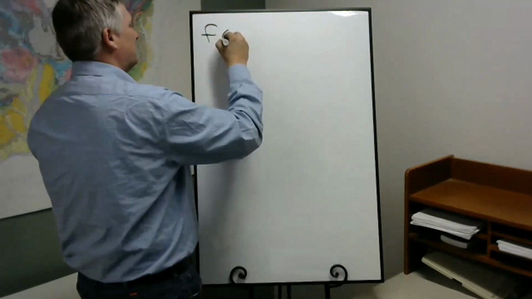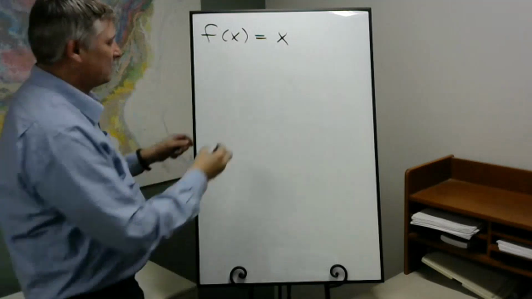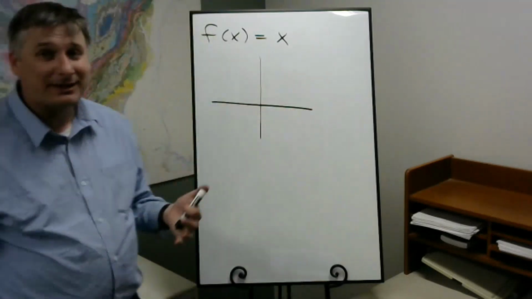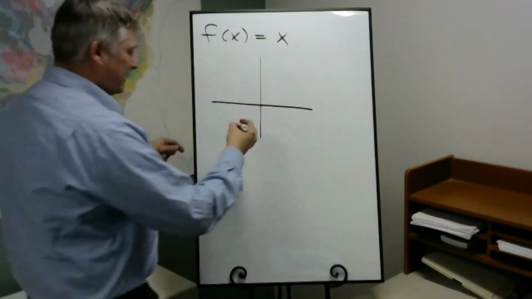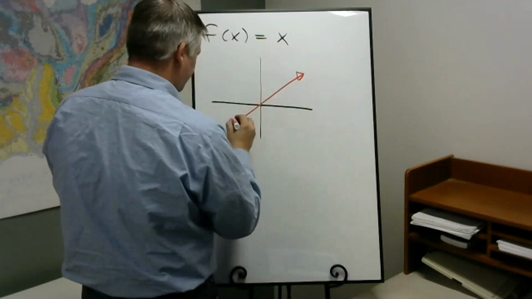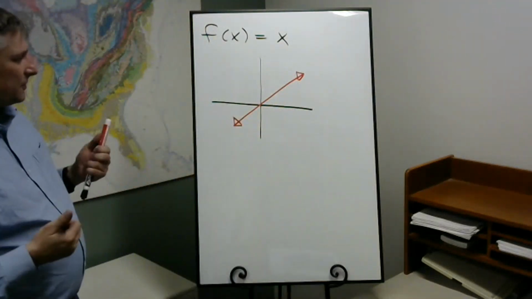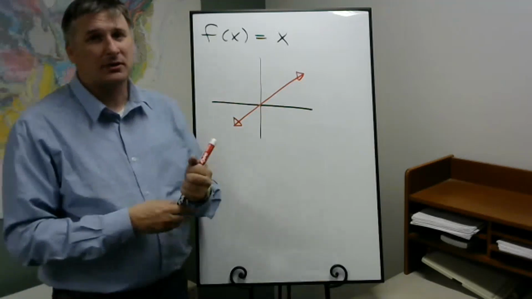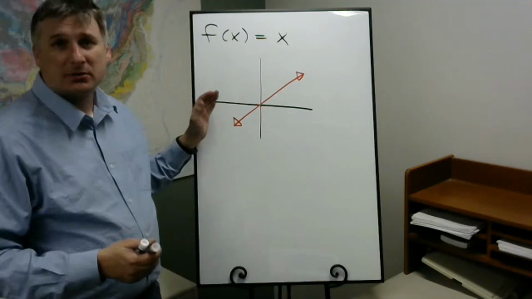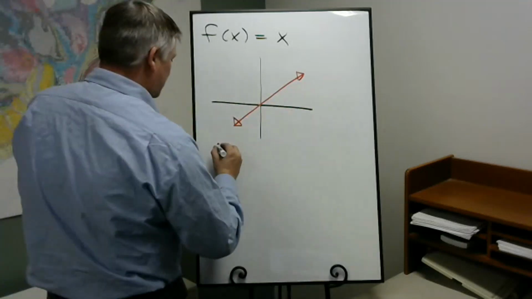So first off, f of x is equal to x. Now, this is what's called the identity function. And it slopes up here at a 45-degree angle, like so. Now, this function is always increasing. And so when we talk about increasing and decreasing, we're looking at how the function behaves as we go from left to right. So this is always increasing.